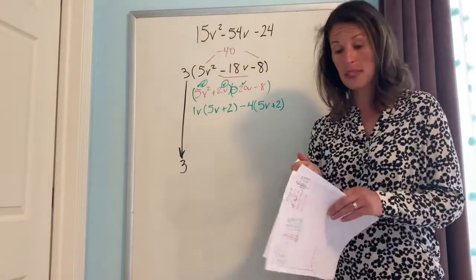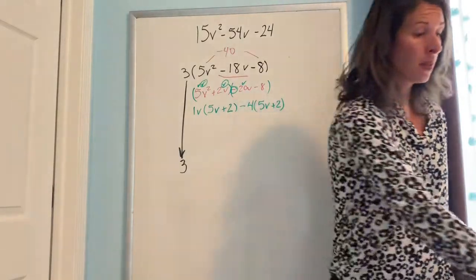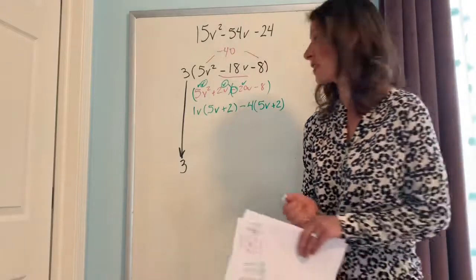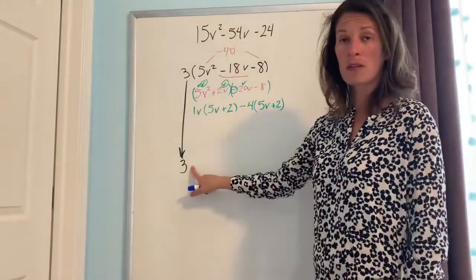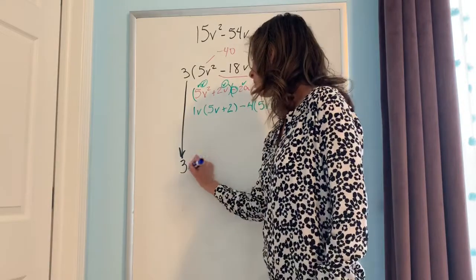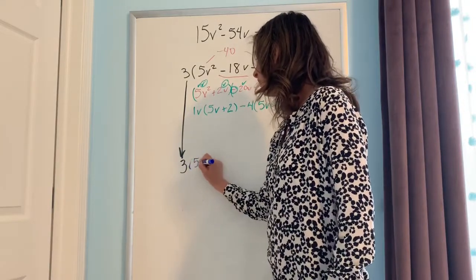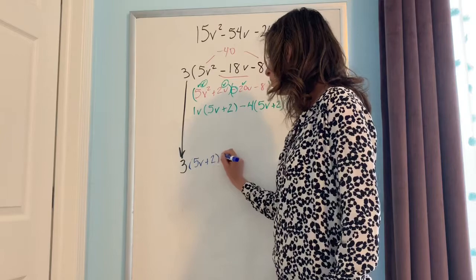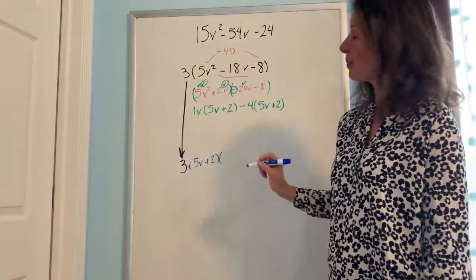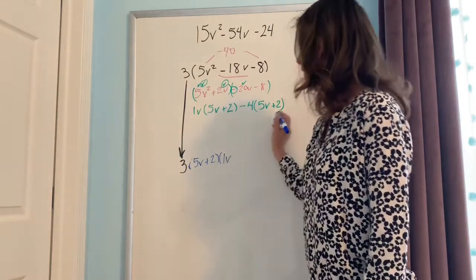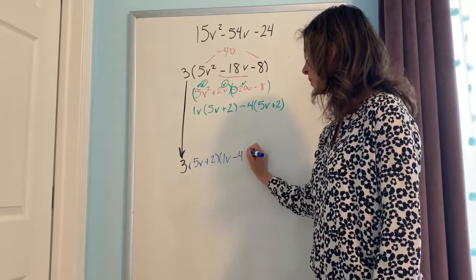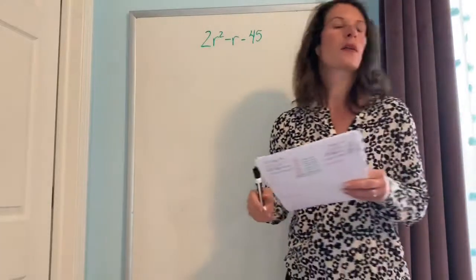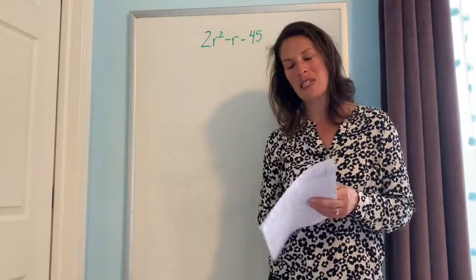So, do my parentheses look the same? They sure do. And because they look the same, that means that we did it correctly. Now, we're going to go down here where my 3 is and write 5v plus 2. 5v plus 2 is being multiplied by a 1v. 5v plus 2 is also being multiplied by a minus 4. And that's the answer.